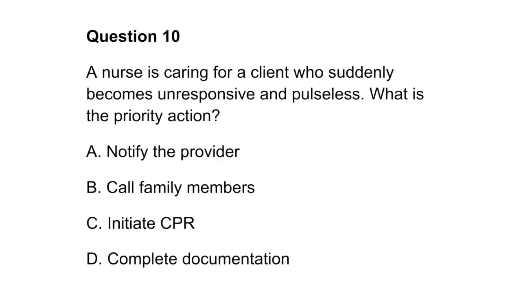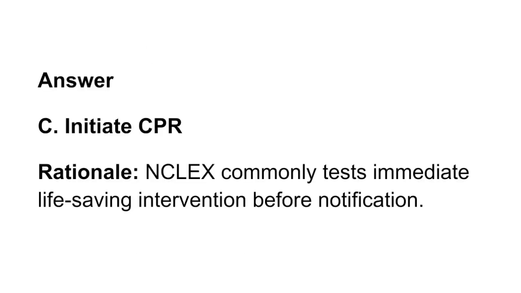Question 10. A nurse is caring for a client who suddenly becomes unresponsive and pulseless. What is the priority action? A. Notify the provider. B. Call family members. C. Initiate CPR. D. Complete documentation. Answer. C. Initiate CPR. Rationale. NCLEX commonly tests immediate life-saving intervention before notification.